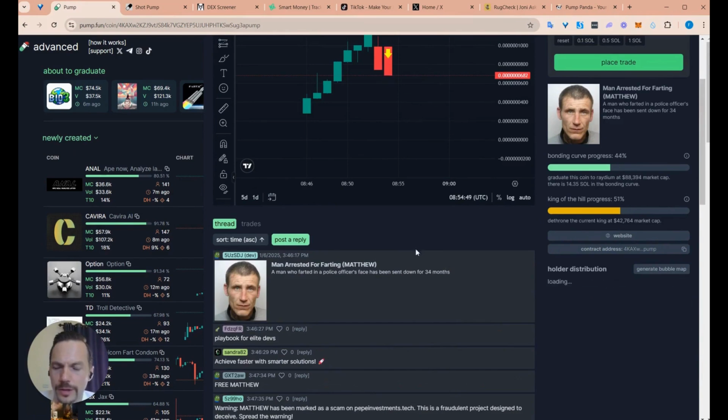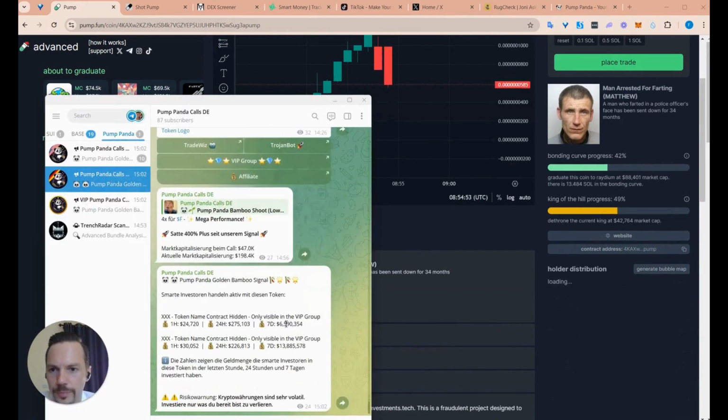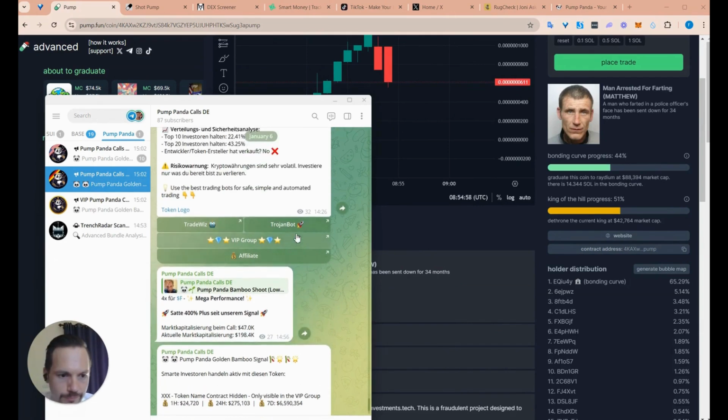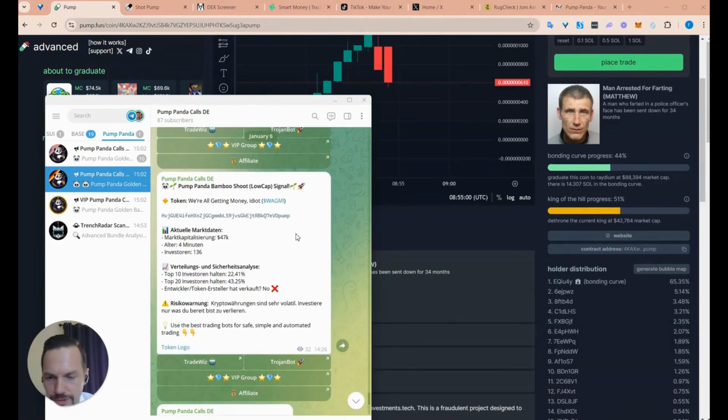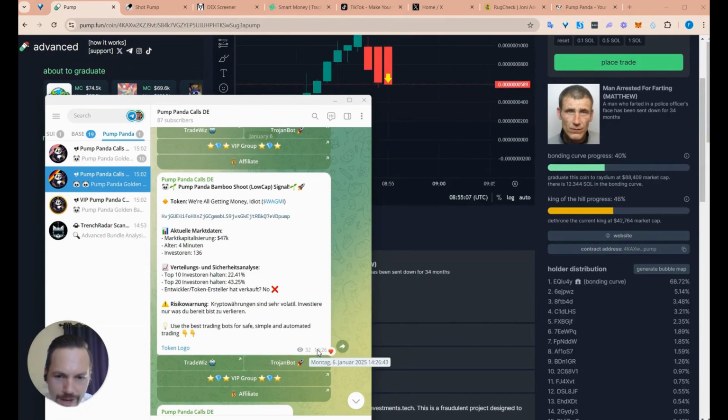So now let's take a coin from the PumpPanda signals. Let's just put the PumpPanda call group in here. Let's take a look here. What was the last slow cap signal here? That was of course a little while ago. The last signal here was from an hour and a half ago. But anyway, let's take a look at it anyway.